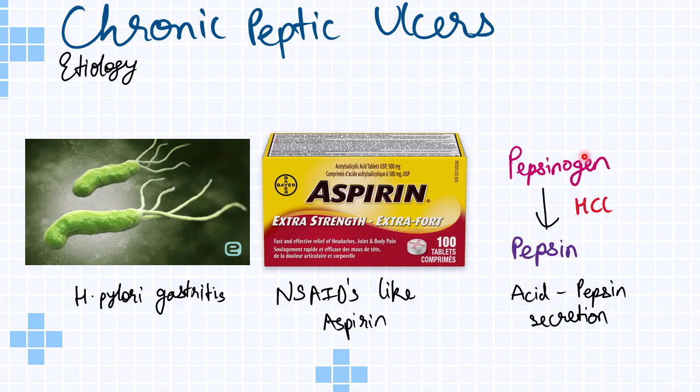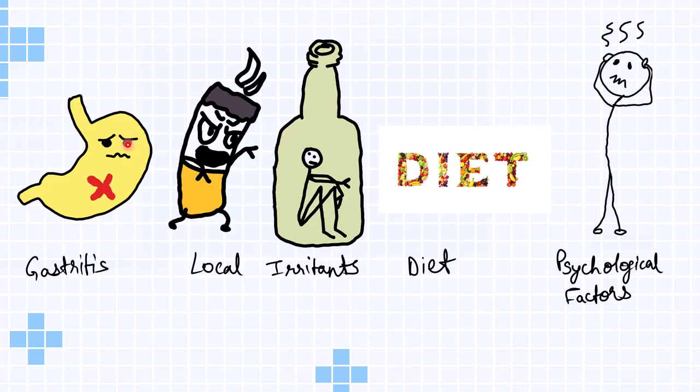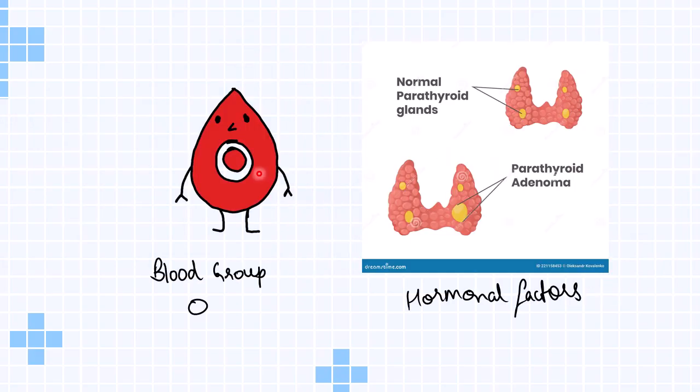However, these are not the only risk factors. Other contributing factors include chronic gastritis, smoking, alcohol consumption, dietary influences, and psychological factors. All of these can weaken mucosal defenses and increase susceptibility to ulcer formation. Certain systemic conditions may also play a role. Some studies have shown an association between blood group O and duodenal ulcers. Hormonal disorders that increase gastric acid secretion can also predispose individuals to ulcer formation. A classic example is parathyroid adenoma, which may increase gastric acid production indirectly.